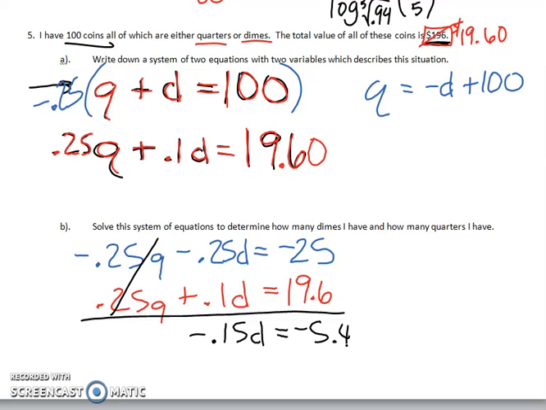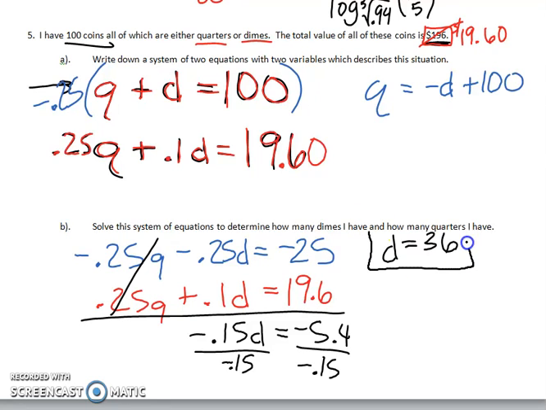Then I've got to get my D by itself, so I've got to divide by negative 0.15 divided by negative 0.15, and I end up finding that my D equals 36. Check my calculator. Yep, D equals 36. I know that I have 36 dimes.